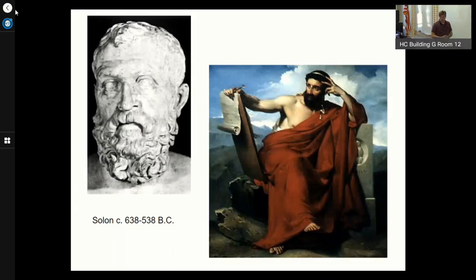There's a problem here. So how about we create a council of 400 and we let everybody have a voice? Random citizens chosen. Now Solon, of course, is being reasonable, I suppose. I mean, he's not making perfect suggestions, but they are a step in the right direction.